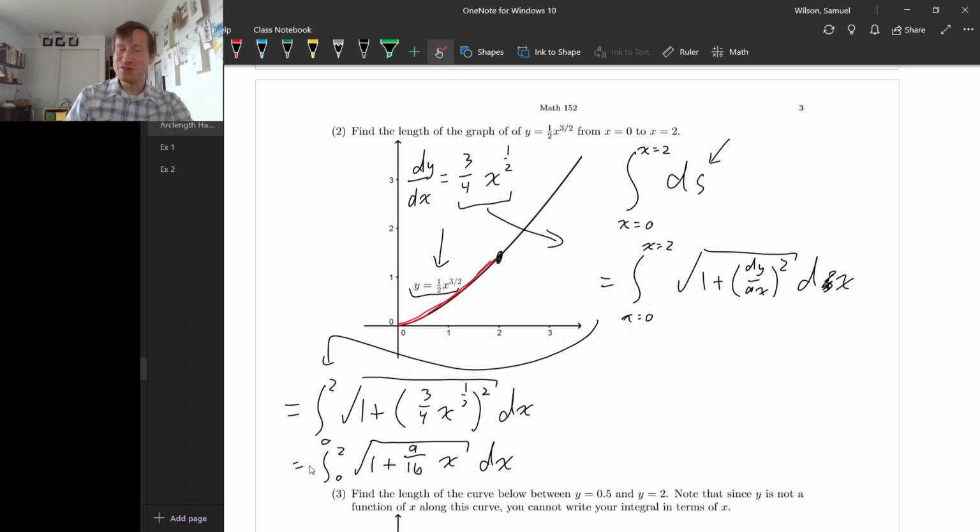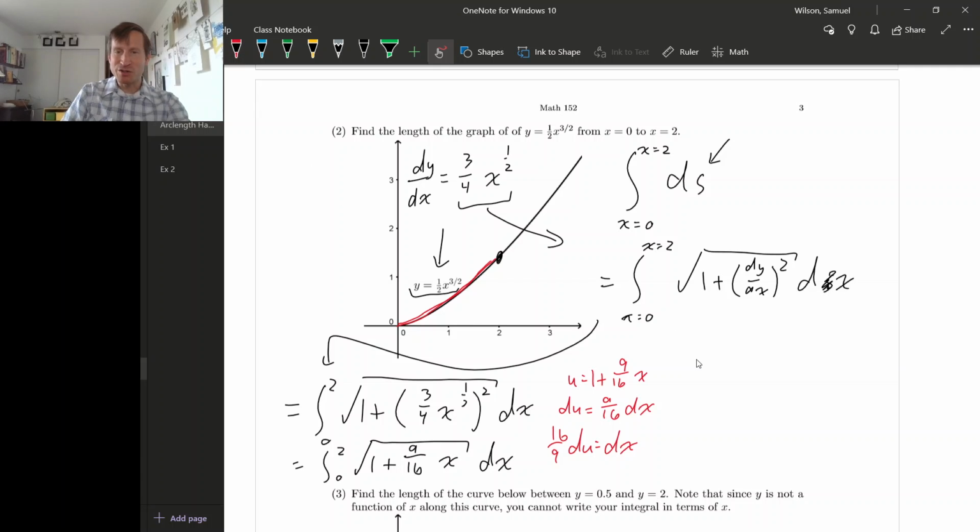As usual, once you have written down the integral that you want, you can temporarily forget where it came from and just think about what tool in our integration toolbox we have that might handle this situation. And I think a u substitution would be a good idea. So if we do a u substitution with u equal to 1 plus 9 over 16 x, then du is going to be 9 over 16 dx. And so 16 over 9 du will be equal to dx.